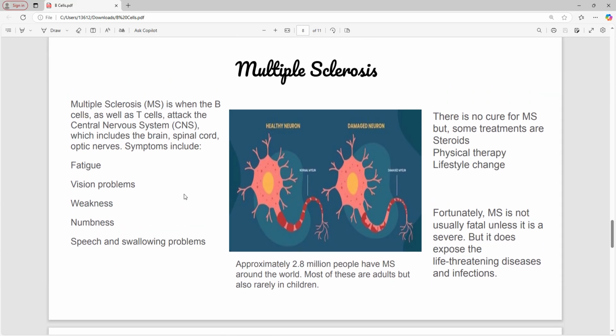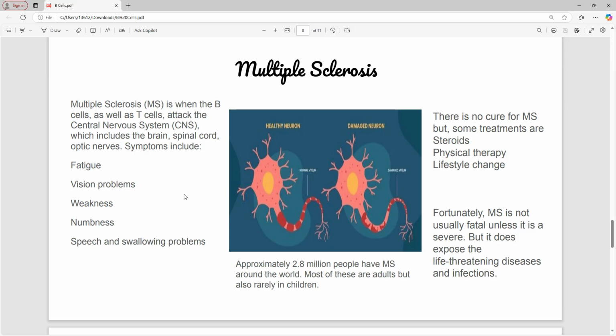Symptoms include fatigue, vision problems, weakness, numbness, and speech and swallowing problems. There is no cure for MS, but there are treatments: steroids, physical therapy, and lifestyle changes. In case you don't know, physical therapy and lifestyle change are mainly there because you're essentially losing what you already know. So they're there to help with eating again, walking again, talking again, because you're losing neurons. Your neurons are getting damaged. They're dying. So essentially, you start not remembering how to do things anymore.